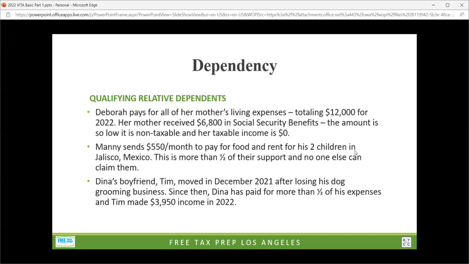Dina's boyfriend, Tim, moved in December 2021 after losing his business. Since then, Dina has paid for more than half of his expenses, and Tim made $39.50 income in 2022. Can Dina claim Tim on her tax return? Yes. Why? Because Tim has been living with Dina for the whole 2022. He's making less than $4,400 and she's paying more than half of his expenses. So in this case, yes, she can claim him on her tax return.